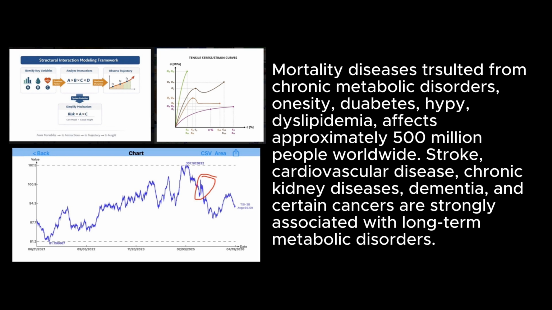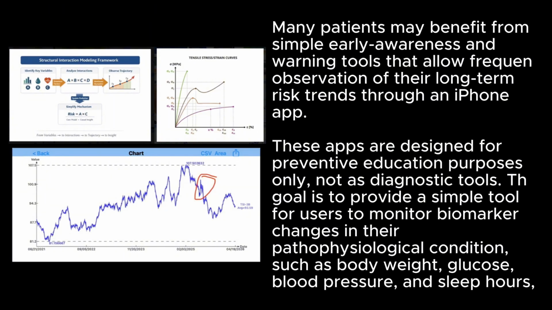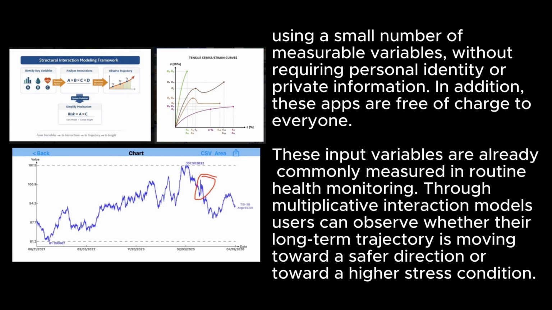Stroke, cardiovascular disease, chronic kidney diseases, dementia, and certain cancers are strongly associated with long-term metabolic disorders. Many patients may benefit from simple early awareness and warning tools that allow frequent observation of their long-term risk trends through an iPhone app. These apps are designed for preventive education purposes only, not as diagnostic tools. Each goal is to provide a simple tool for users to monitor biomarker changes in their pathophysiological condition, such as body weight, glucose, blood pressure, and sleep hours, using a small number of measurable variables, without requiring personal identity or private information. In addition, these apps are free of charge to everyone.